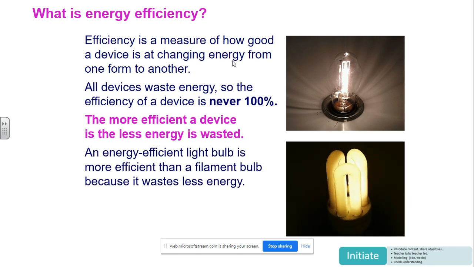Is that fairly simple? And this is why these days we've moved on from the old-fashioned filament light bulbs, which are very inefficient. They generated lots of heat, which we don't want from a light bulb. These days we use fluorescent or even LED type bulbs. They are more efficient.